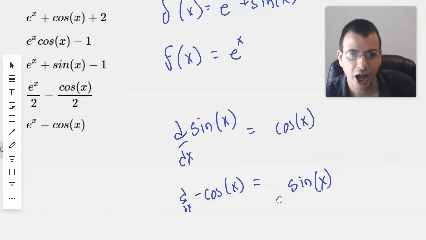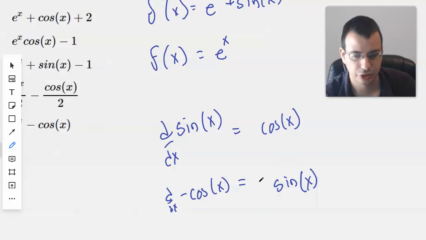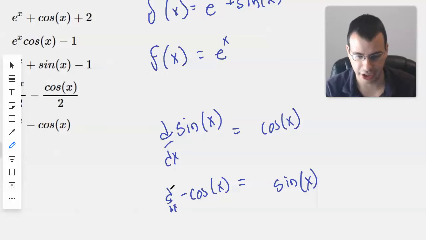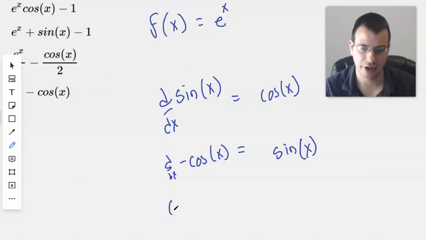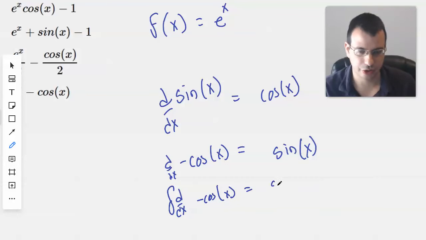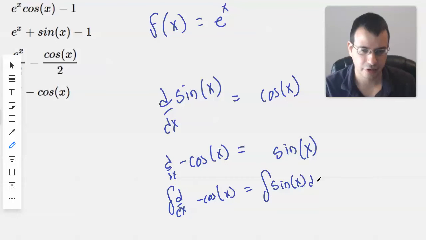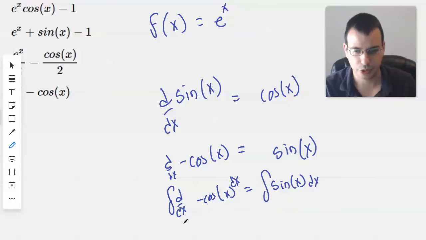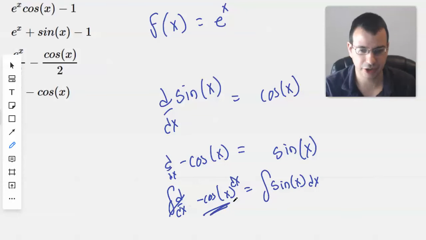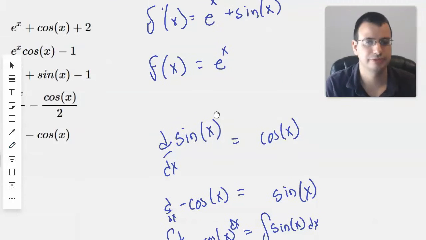So going the opposite direction, take the integral of both sides. So we'd have the integral of the derivative of negative cosine of x equals the integral of sine of x. And there's probably a dx over here as well. And the idea is these kind of cancel, and you get a negative cosine of x.